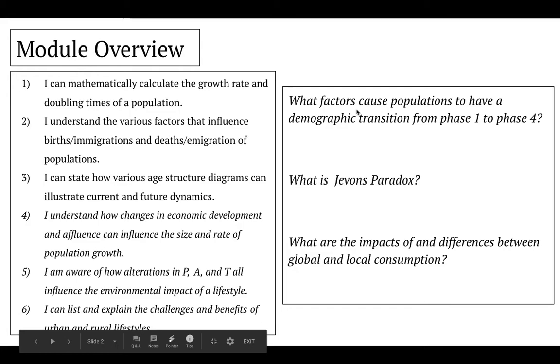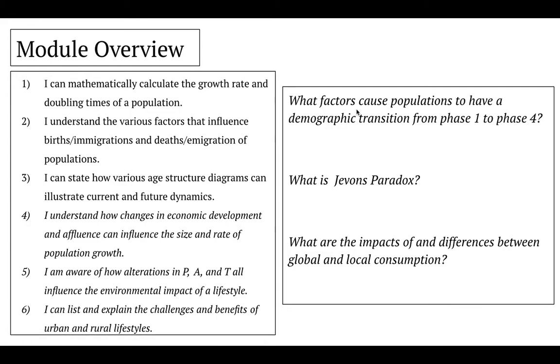The questions for you to think about in terms of these two modules are: what are the factors that cause populations to have demographic transitions from phase 1 to phase 4? What is Jevons paradox? And then finally, what are the impacts of and differences between global and local consumption?